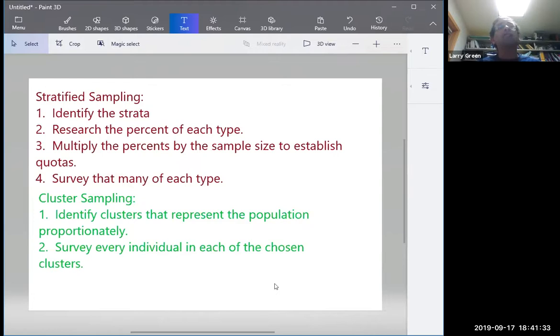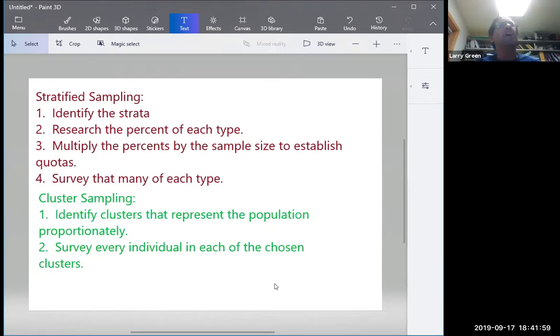Now, systematic and cluster are very different. Cluster, I'm going to go to this class, and then I'm going to go to maybe a music class at night that's face-to-face. And then I'm going to go to one of the classes in the prisons. I'm going to ask everyone in each of those classes. Nothing to do with every nth one off an assembly line. Do you see they're very different? Yeah, they're very, very different.